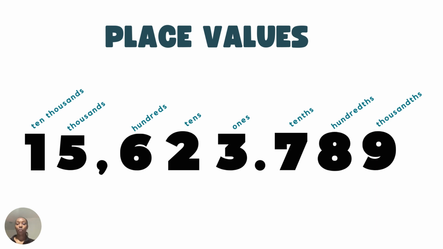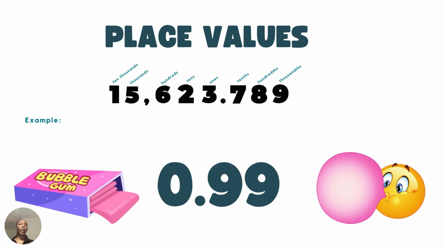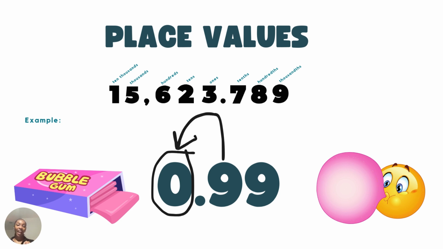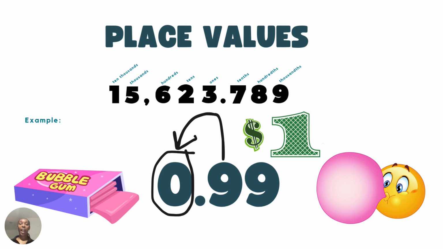Let's do, for example, the number 99. Think of a piece of bubble gum, and the bubble gum is 99 cents. A lot of times if something costs 99 cents, we'll automatically round it up to a dollar. So we round it based upon that ones place, and that 9 is going to help push that 0 up to a 1, and we just automatically say, oh, it's a dollar.